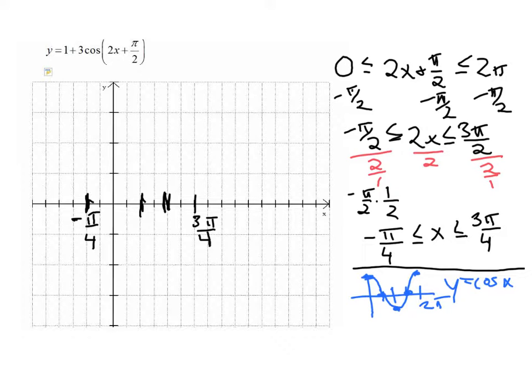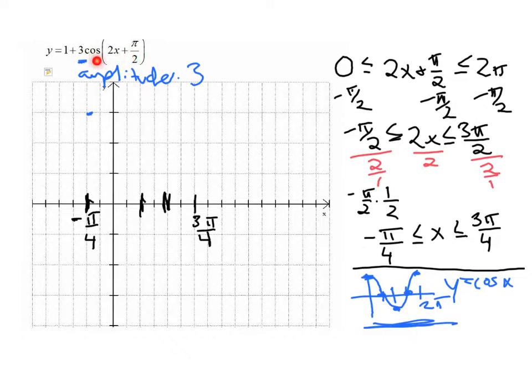I'm going to do the same thing over here with my interval from negative pi over 4 to 3 pi over 4. When I graph this, I'm going to keep in mind that the amplitude is 3 because of that 3 out in front of the cosine function. Cosine starts and ends at its maximum point, 3. And just so you're not screaming at me right now, I am aware of this +1 here. I'm going to worry about that in just a second.